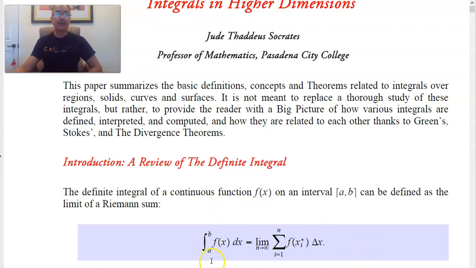So we write it as the definite integral from a to b of f of x dx is the limit as n goes to infinity of a summation, what we call a Riemann sum, summation i equals 1 to n of f of x_i star delta x. So let's review what these symbols mean.